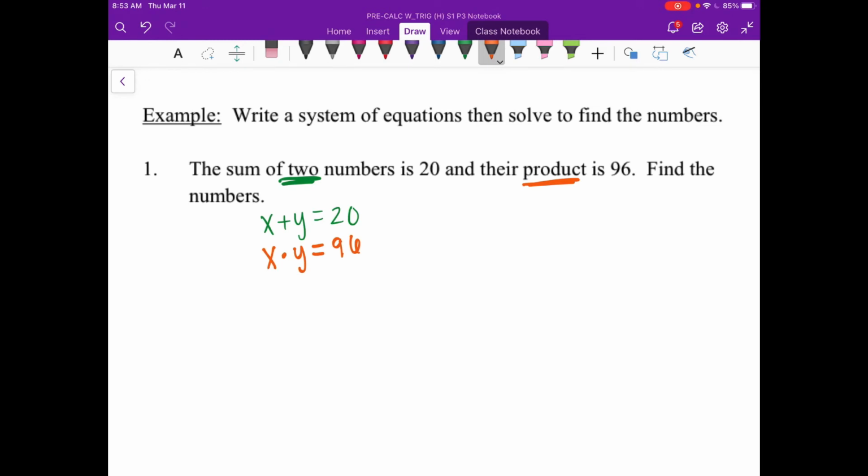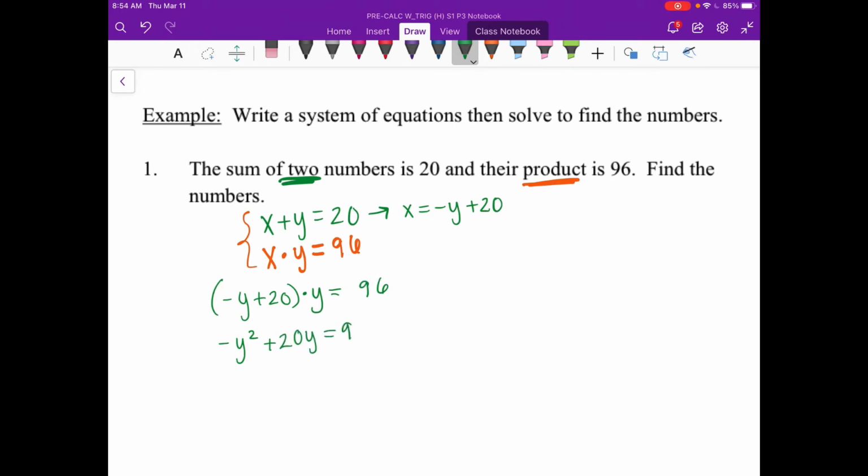Okay, so your goal here is to figure out what x is, what y is. We're going to use substitution here. So whatever method you like, I think substitution is going to be the easiest in this case. And I'm just going to solve for x. So if I solve for x, I would subtract the y over and end up with this, right? And I'm going to use that to substitute into my second equation, which is, instead of x, I'm going to say negative y plus 20. And then I'm multiplying it by y, and that's equal to 96. So negative y times y is negative y squared, and then 20 times y is plus 20y equals 96.